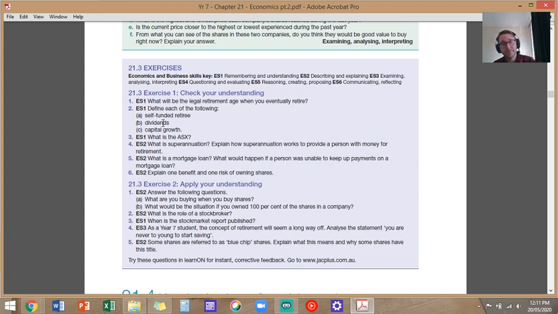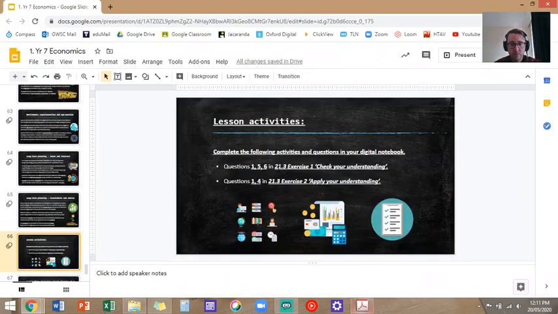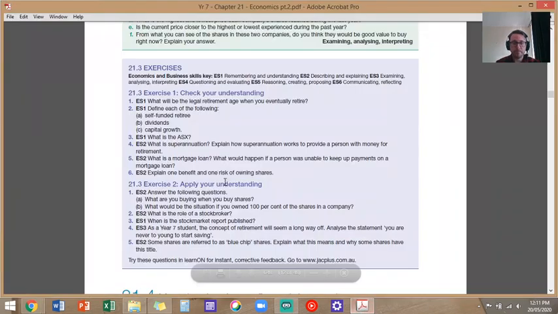So question 1 of exercise 1. Remember, we are completing 1, 5, and 6. Question 1. What is the legal retirement age when you eventually retire? So that age that most people retire, that age where they have access to a pension. So if I retire when I am 28, I'm not going to be able to get that money from the government, because the government's like, no, you're young, go get another job. So what is the legal retirement age?